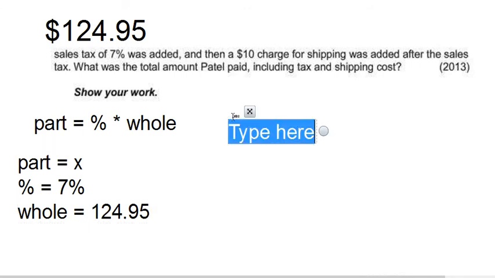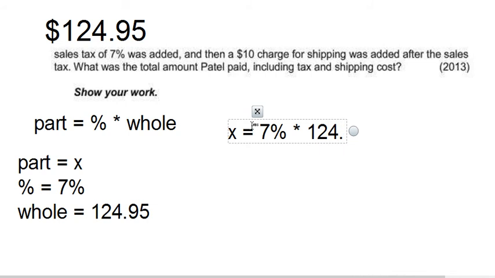We're going to use part equals percent times whole amount. Our part is X. Our percent is 7%. And we're going to multiply that times 124.95. All right, and we grab our calculator. Now the part is missing, so that means we multiply. If you remember that anchor chart from way back when we had percentages, when the part was missing, we multiplied. When your whole amount or the percentage is missing, that's when you divide.